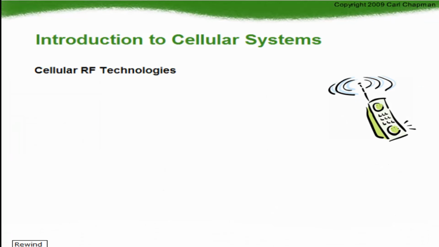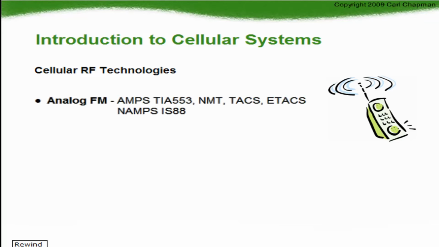There are 3 core communications technologies used for phones to communicate with the base station over the air. All current cellular protocols are derived from these core technologies. Analog FM is the original cellular technology. Most analog systems are no longer operating, with their spectrum reused for newer digital systems, but they may still occasionally be found in some third-world countries. The protocols that used analog technology were AMPS or TIA 553, NMT, TACS and NAMPS or IS-88.